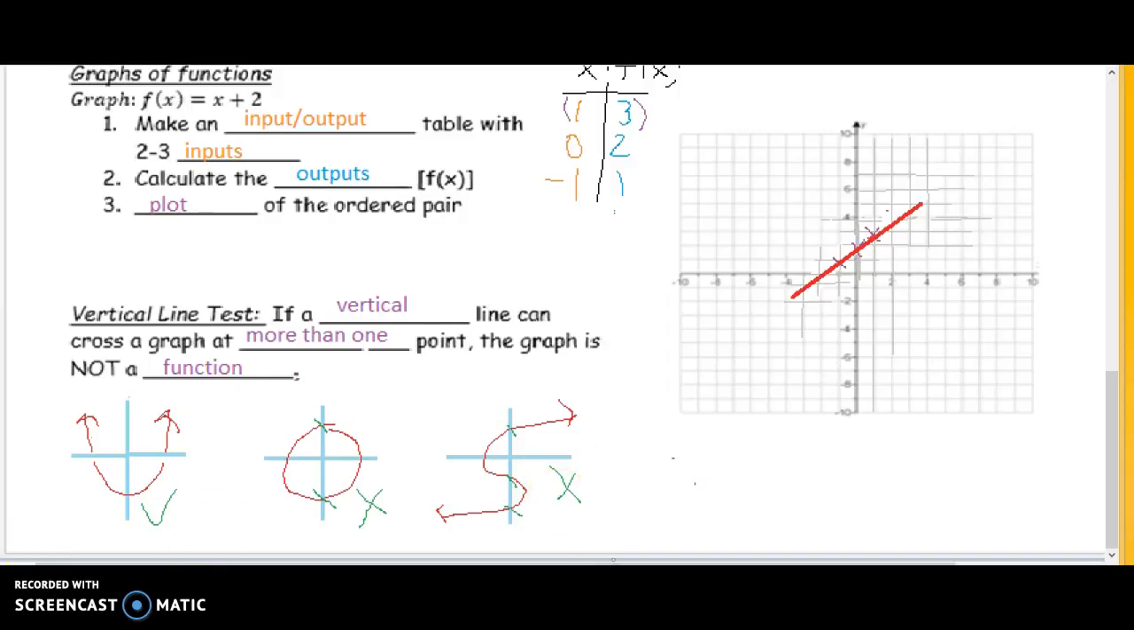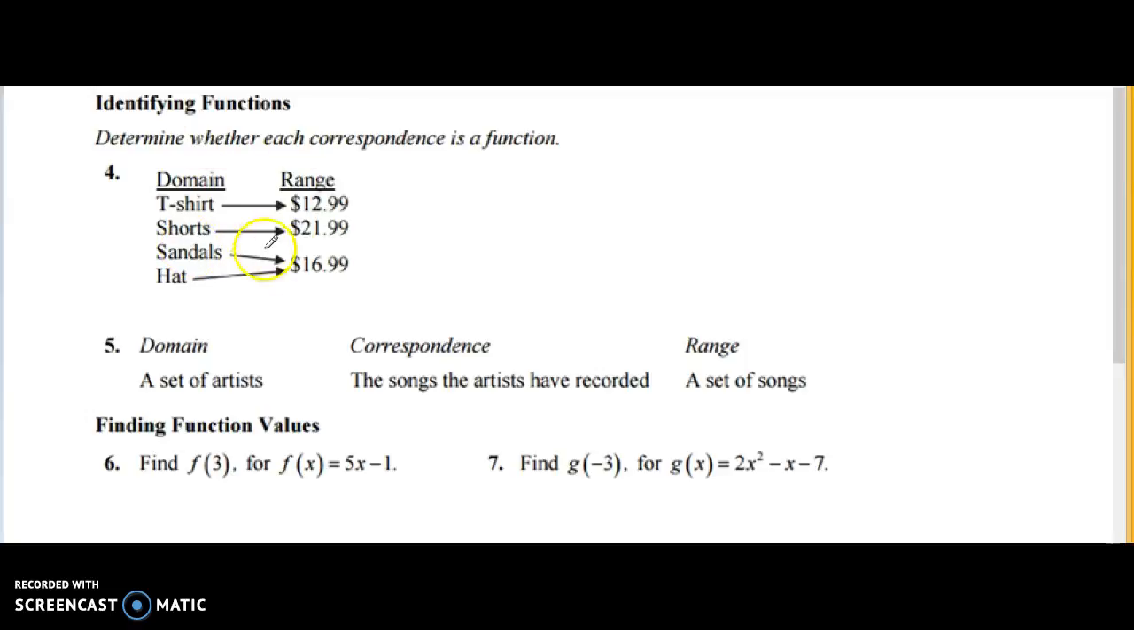Okay, so let's try some examples. Okay, so on this one, the domain is mapped to the range, and for each input we get an output. So if I put t-shirts in, I get $12.99, shorts, and so on. So yes, this one is a function.